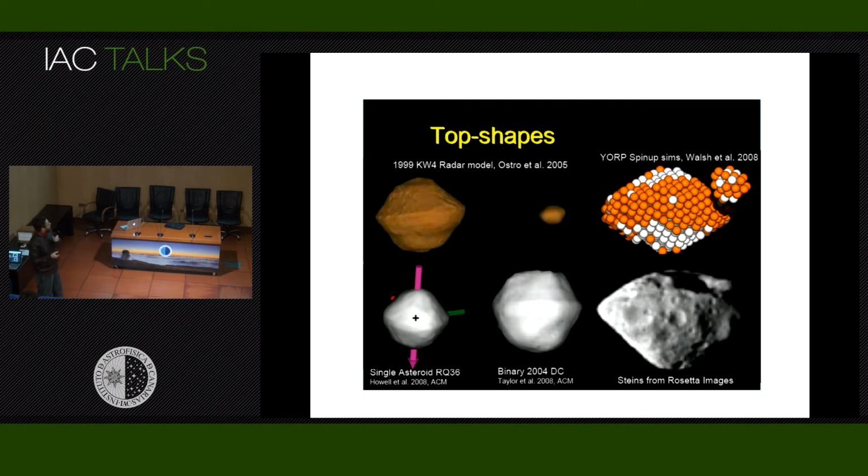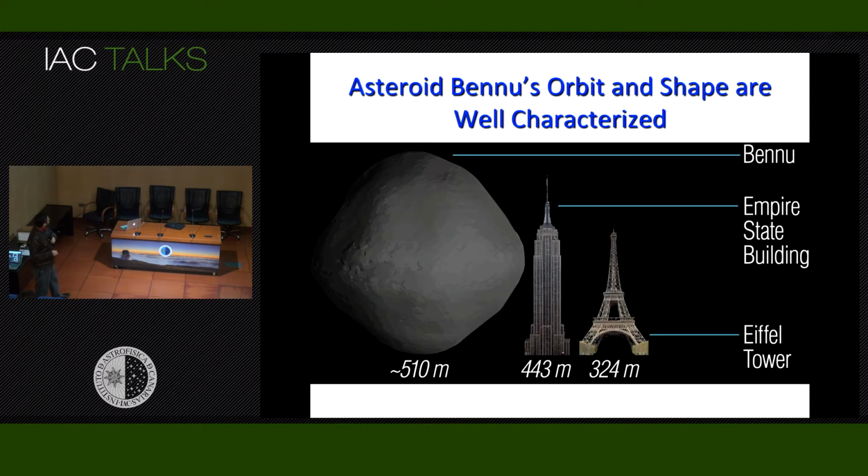These have a very porous structure, and if you put this porous structure and make it rotate very rapidly, the shape that it attains is like this, with material moving from the poles to the equator, and this is something that has been observed in several asteroids. For example, this is Steins, one of the asteroids visited by Rosetta during its flight to Churyumov-Gerasimenko. Here a comparison of the shape of Bennu with well-known buildings.